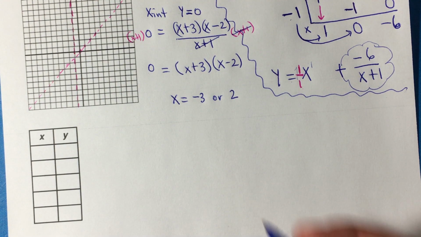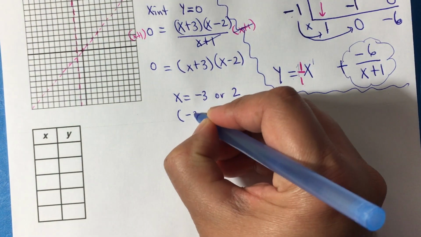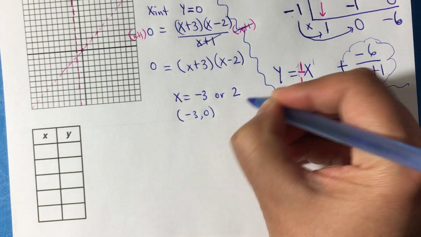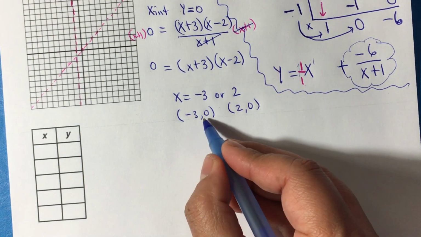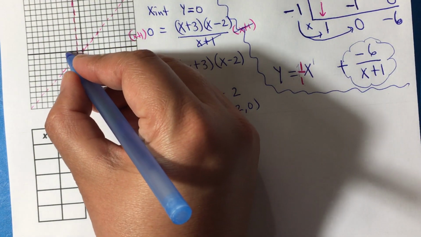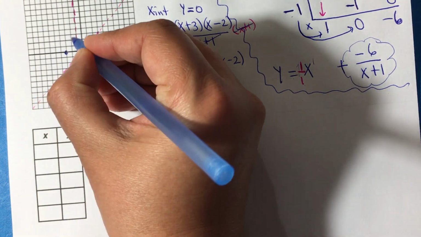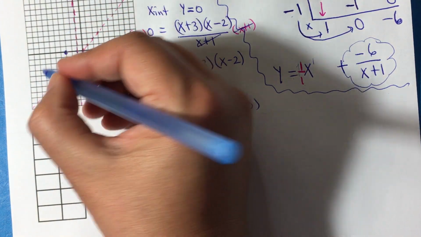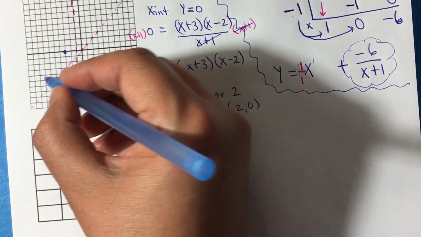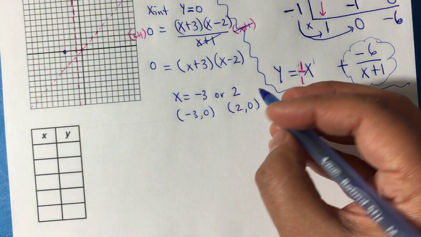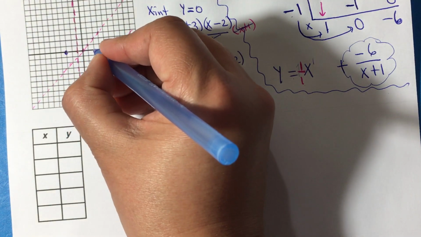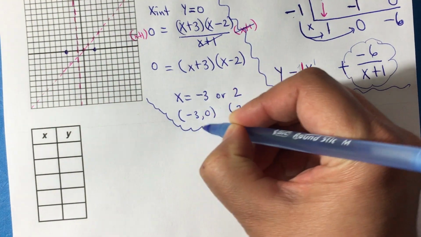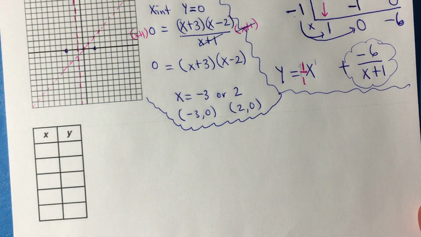Okay, so we have our x-intercept, which is negative 3 for x and 0. And the other one is positive 2, 0. Negative 3, 0 is right there. That means that my graph is going to be here, and for that matter, it will also be on this side. The other one is 2, 0. So 2, 0 is right there. Let me enclose that.